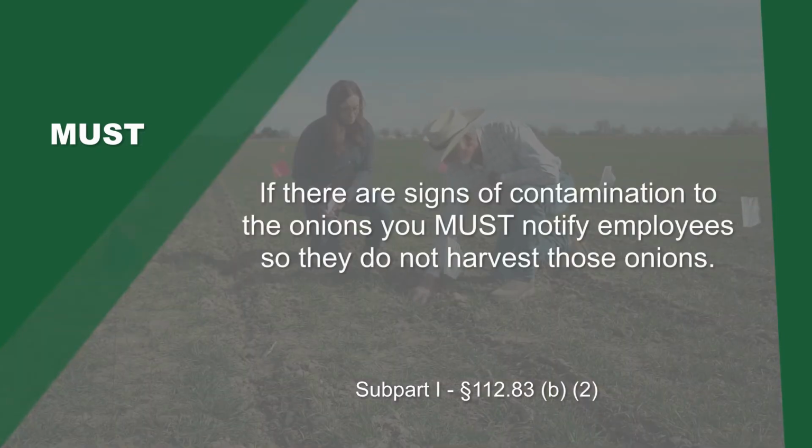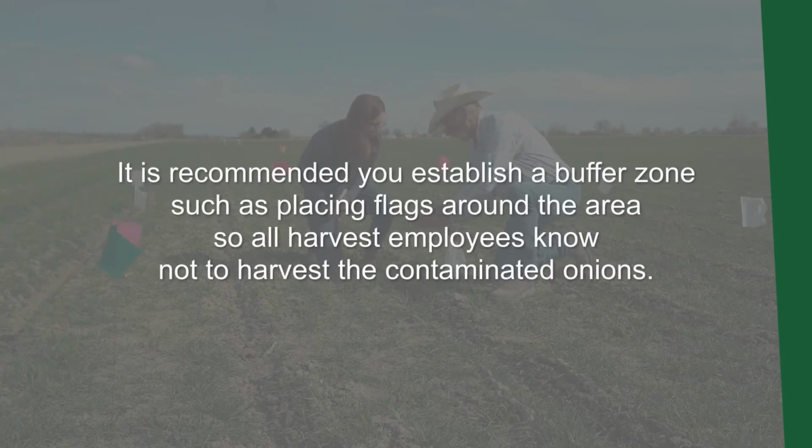If there are signs of contamination to the onions, you must notify employees so they do not harvest those onions, and it is recommended you establish a buffer zone, such as placing flags around the area so all harvest employees know not to harvest the contaminated onions.